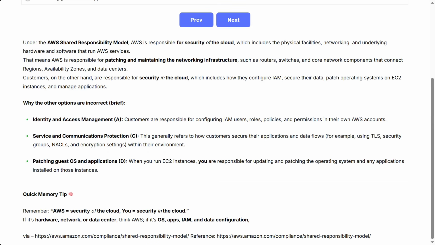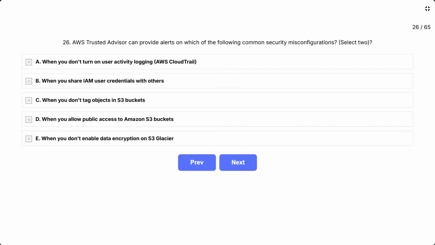Quick memory tip. Remember, AWS equals security of the cloud, you equals security in the cloud. If it's hardware, network, or data center, think AWS. If it's OS, apps, IAM, and data configuration, think you.